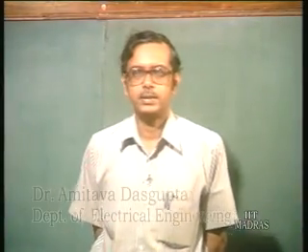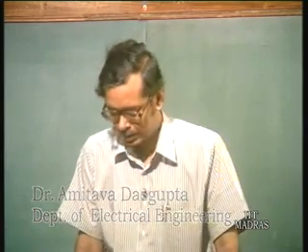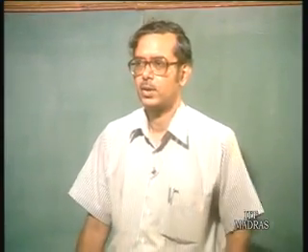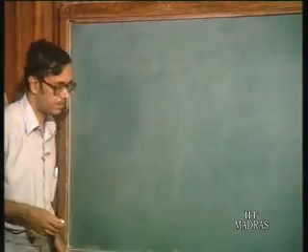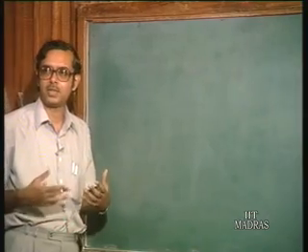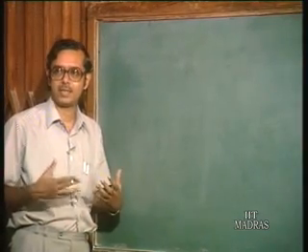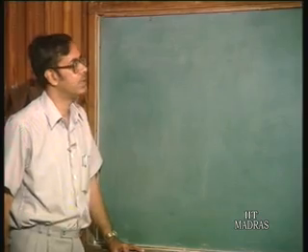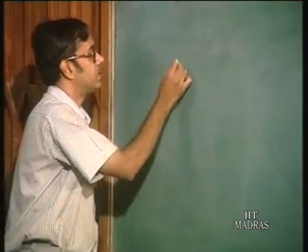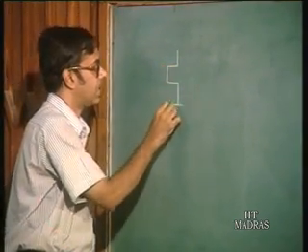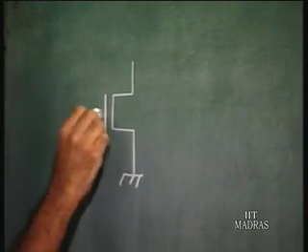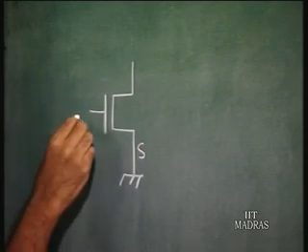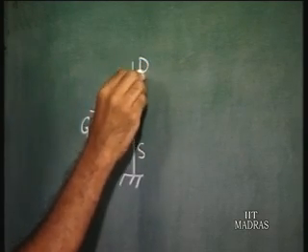So, in today's class we shall begin our discussion on MOS logic circuits. We shall see how the MOS logic circuits developed from the initial stages to the present logic configuration. Now, if you take an MOS transistor, just what we had discussed last class, this is the symbol of an n channel MOS transistor, which we shall use. This is the source terminal, this is the gate, and this is the drain.